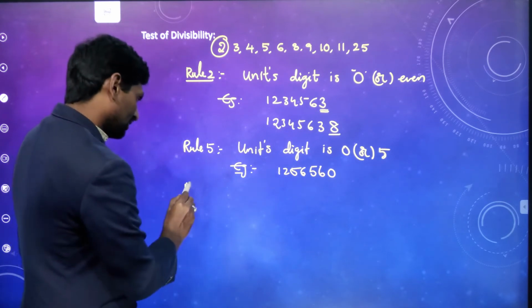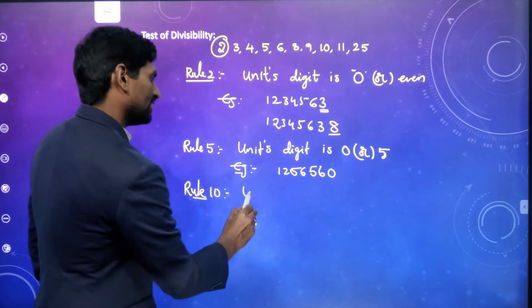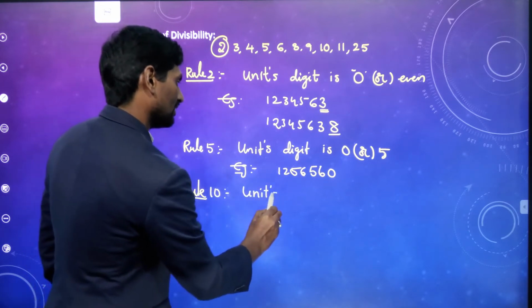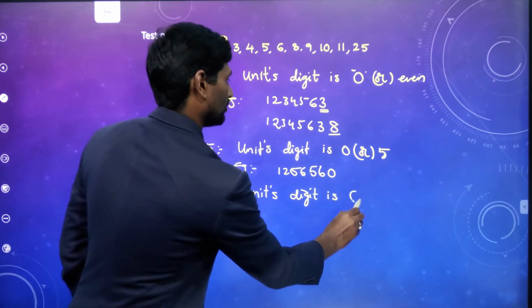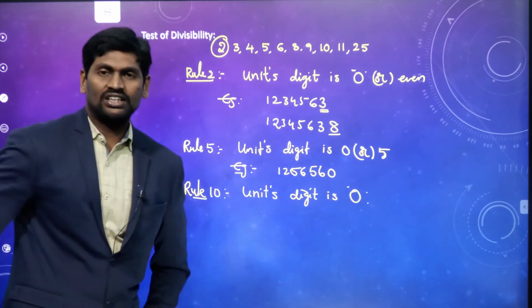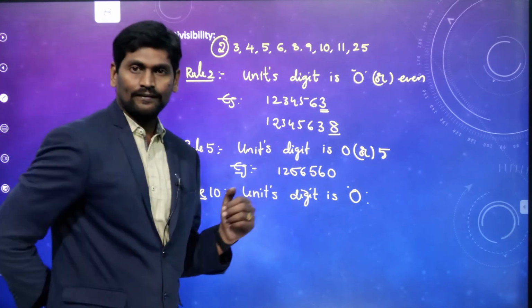In the same way, rule for 10. This is also about the units digit. If the unit digit of a number is 0, then the entire number will be divisible by 10.